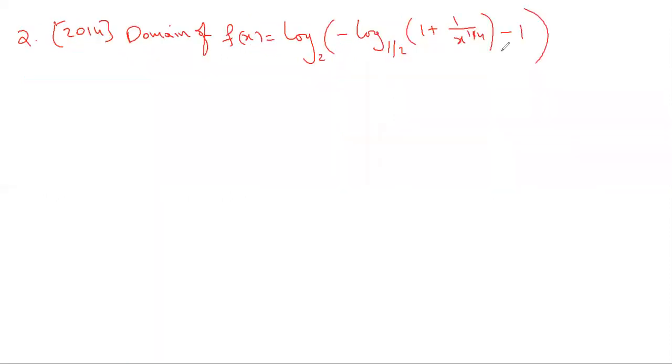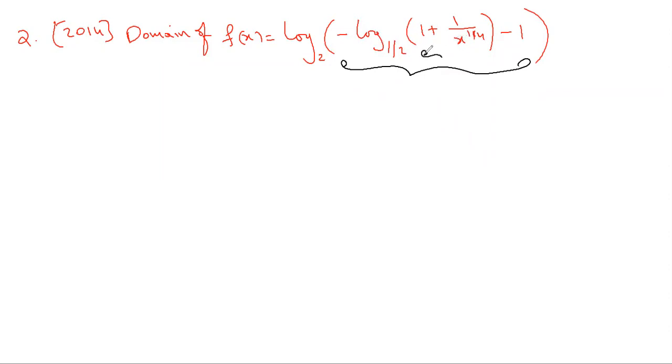To find the domain of this, we have three conditions. What are the three conditions? The first condition is this one. Whatever is there with log, whatever the input for the log, that input should always be greater than 0. So this expression should be greater than 0. That is condition number 1.